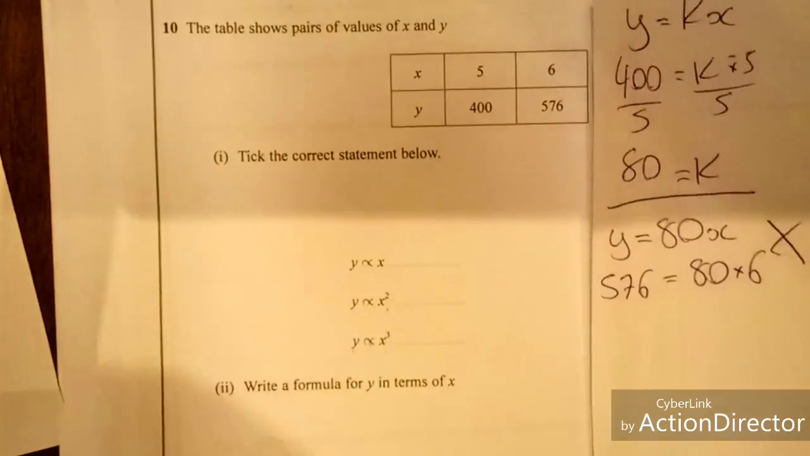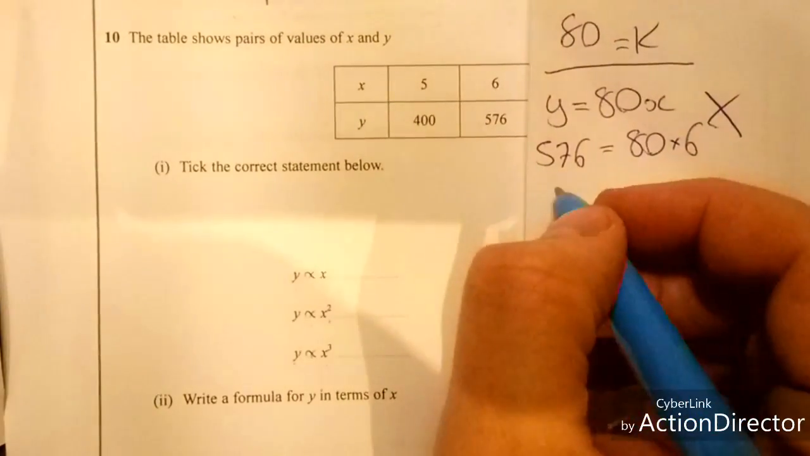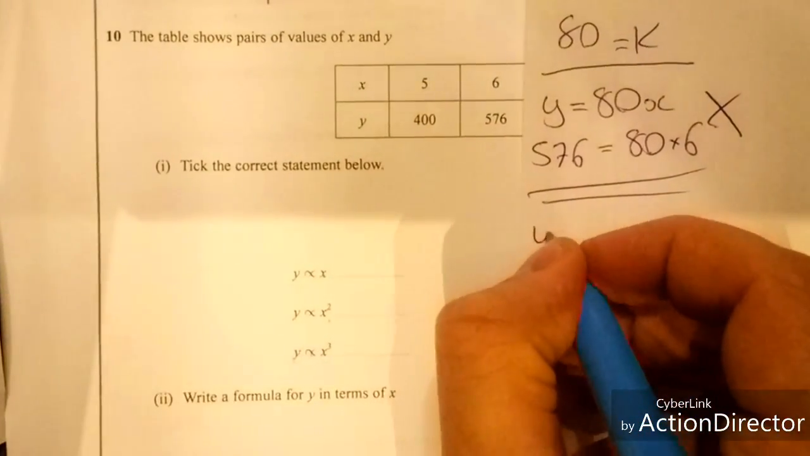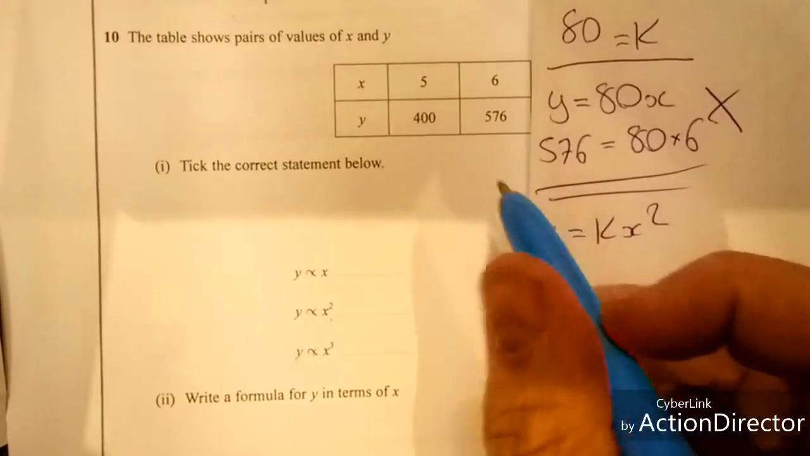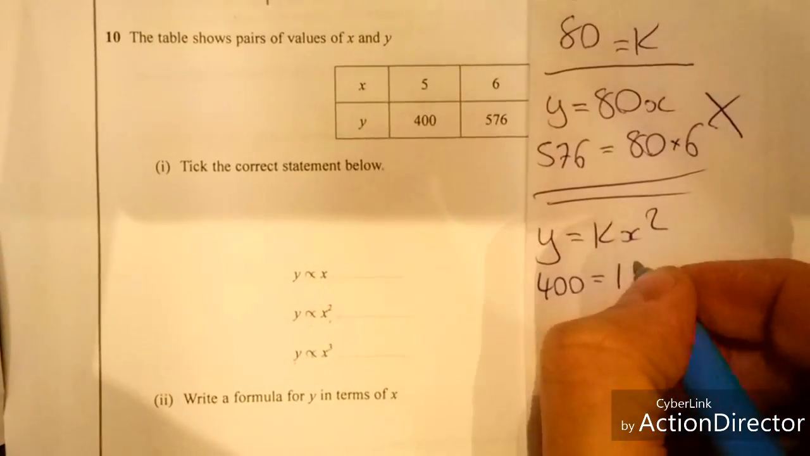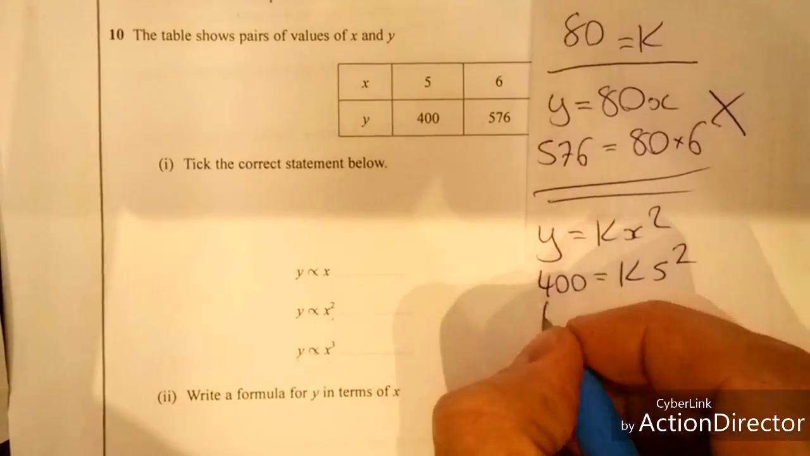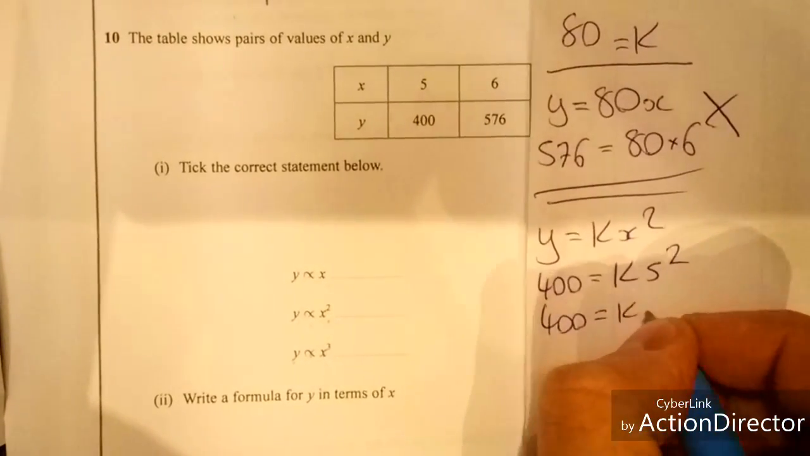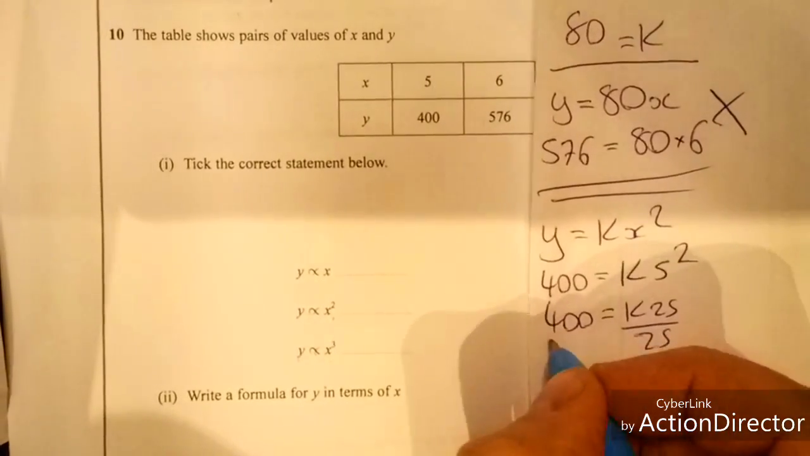So then we're going to have to see if y is proportional to x squared, which would give me the formula y equals kx squared. And again, we're going to have to substitute the values in for the first one. So x is 5, so it's going to be 5 squared. We know 5 squared is 25. Okay, so to solve this, we divide both sides by 25.